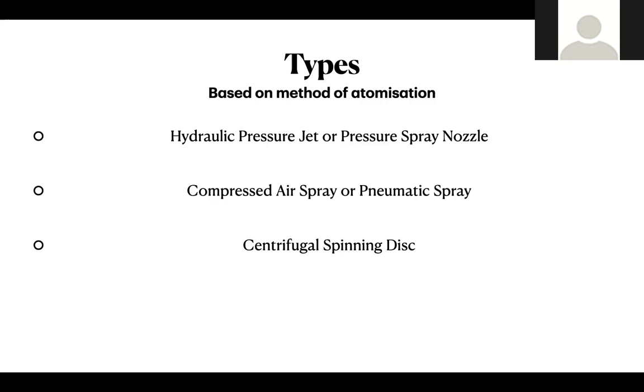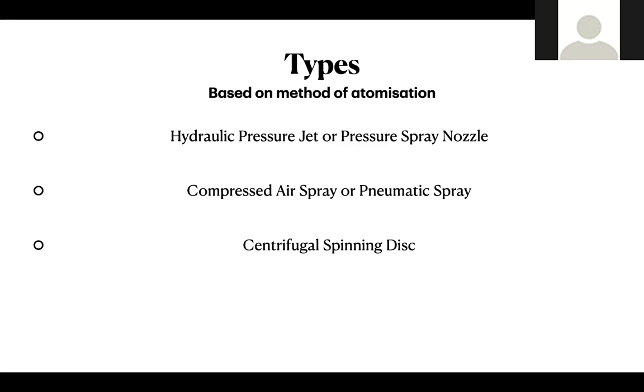But here we will discuss the different types of spray drying methods based on the atomization technique. Okay. So the first technique is hydraulic pressure jet or pressure spray nozzle. As you can see, there is a pressure spray nozzle. Through that nozzle, liquid milk or a concentrated liquid or normal preheated milk or any milk product is sprayed out with pressure into the hot environment. And from there, we get the milk powder. As the name suggests, I will discuss it in more detail in the coming slides.